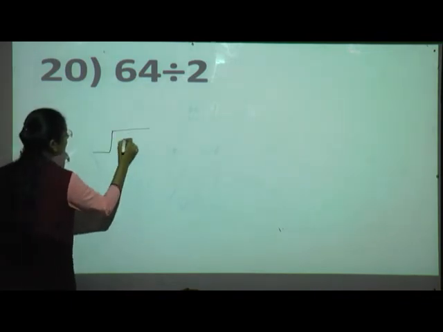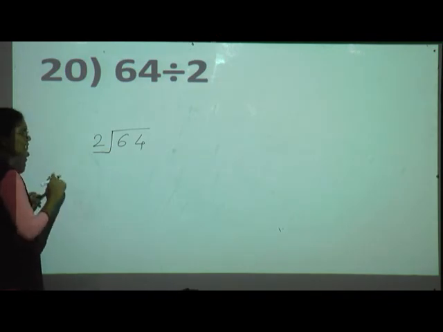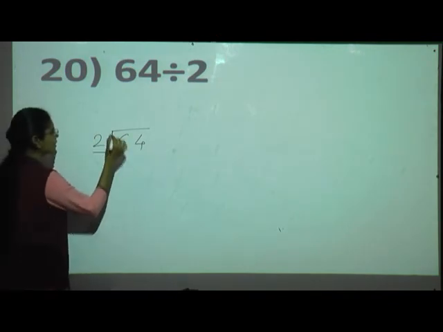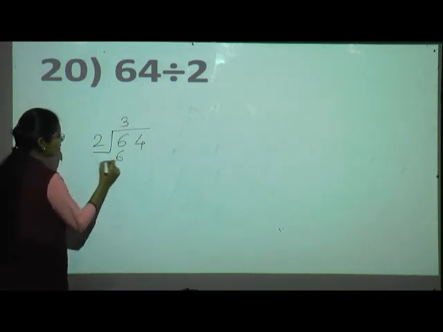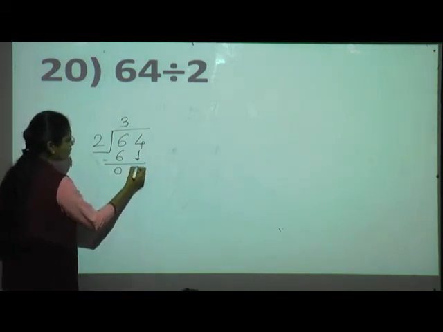64 divided by 2. Now in 6 how many 2's are there? In 6 there are 3 2's. So 2 3's are 6. 6 minus 6, 0. In the next step this 4 will come down.